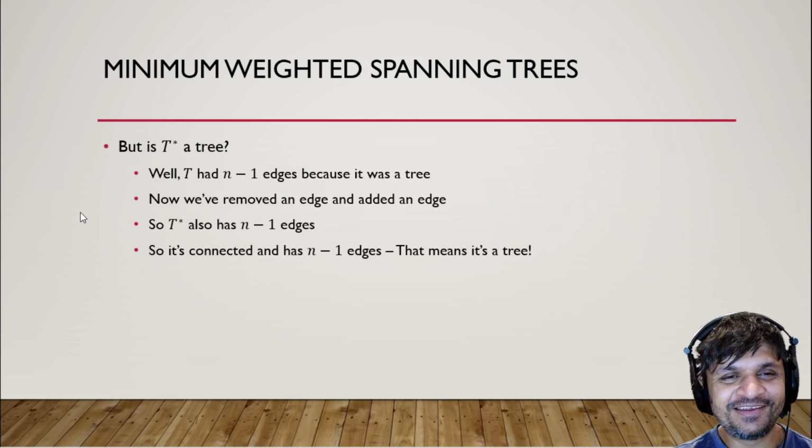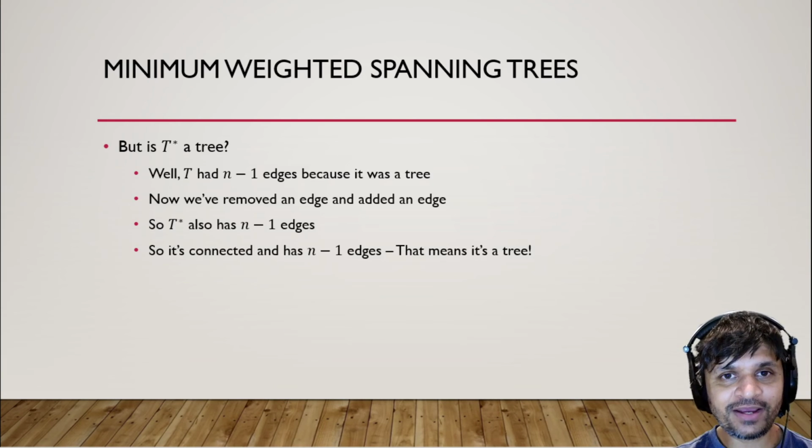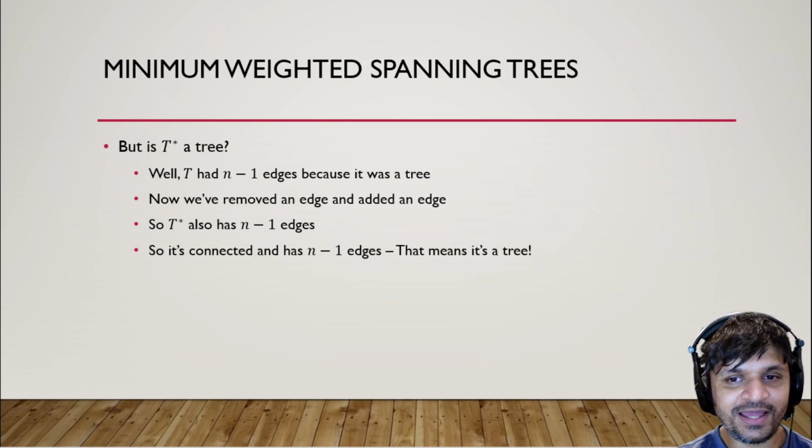So now we know it's connected, but is it a tree? Meaning, is it acyclic? Well, we could try and prove that it has no cycles, but that will be pretty hard. So we're going to take the easy way out. We know that T had n-1 edges, because all trees have n-1 edges. So T was connected and had n-1 edges.